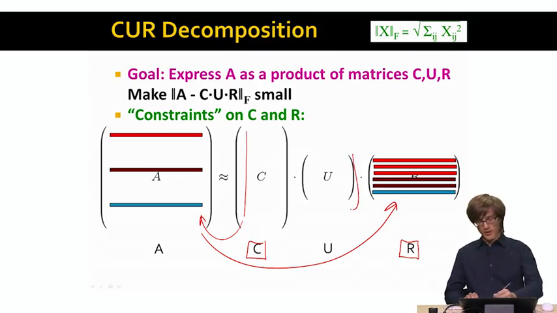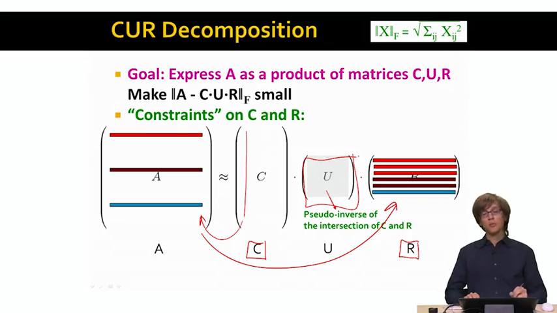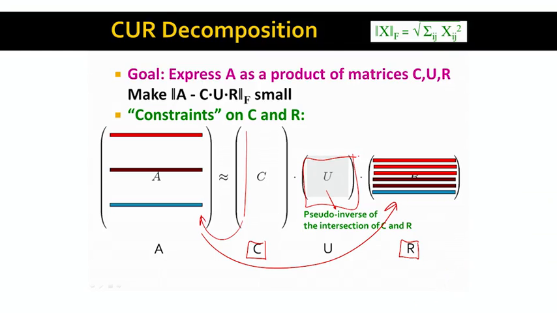And now, of course, the question is, what is the matrix U? We will compute matrix U by computing what is called the pseudo-inverse of the intersections of C and R. I will explain this in more detail, but that's the high-level idea. Why is this a good idea? Because selecting rows and columns to fit them into C and R is something that we can do very fast. This means that the whole computation will be very quick and very easy to do.